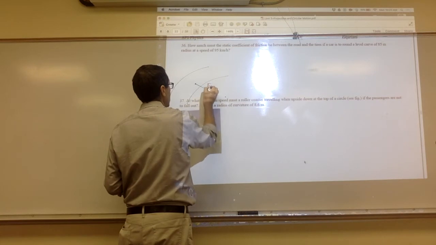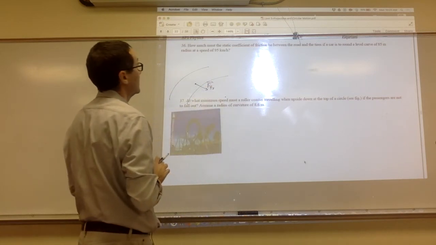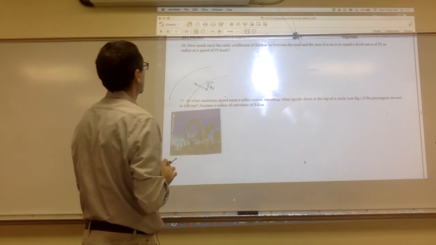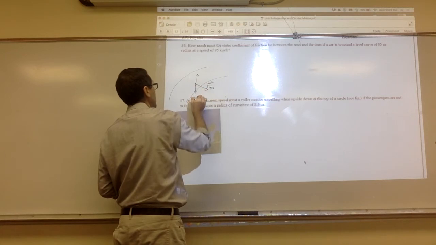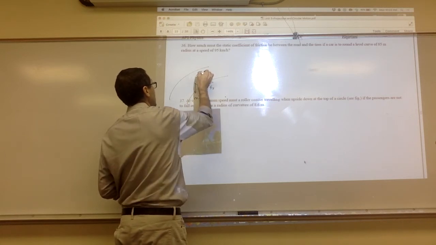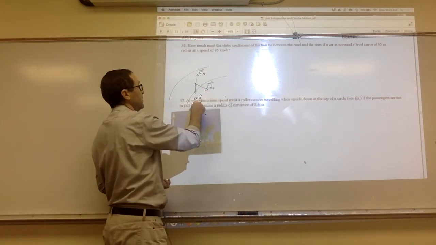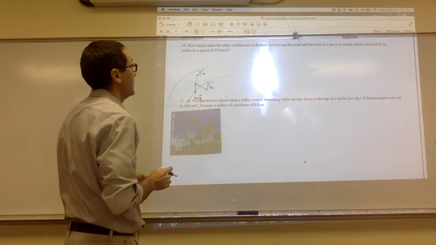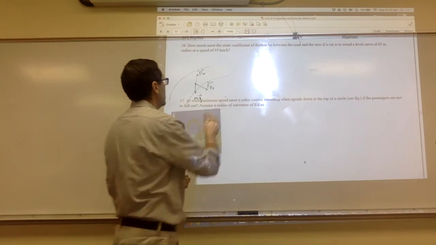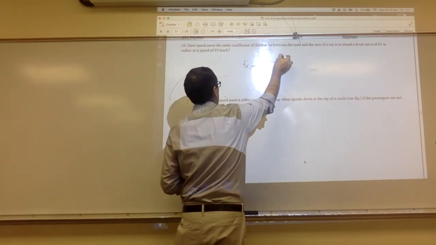This is the static friction that's allowing you to make the turn. You also have your mg and your Fn, which have to be equal. So that's your free body diagram. And this Ff is perpendicular to mg, which is in the same direction as Fn. So you have to look at that in 3D. All right, so the net centripetal force is mv squared over r.